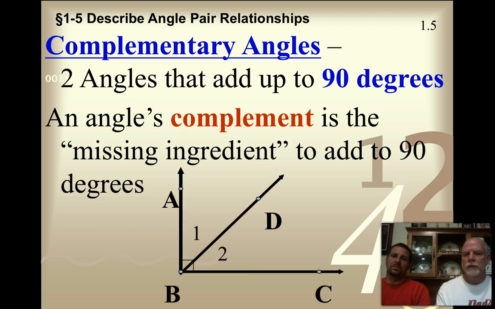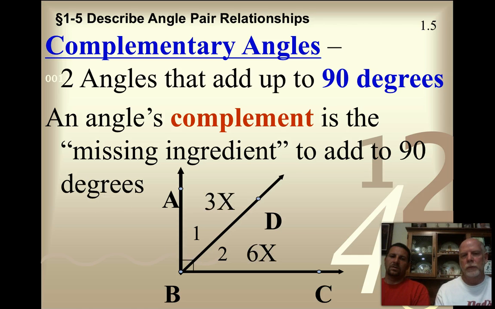We have an example there, I'm sure. And so here's an example of two complementary angles. Angle 1 and angle 2 add up to 90 degrees, and so they're complementary to each other. And we would say that angle 1 is the complement of angle 2, and angle 2 is the complement of angle 1. And what numbers come in here?